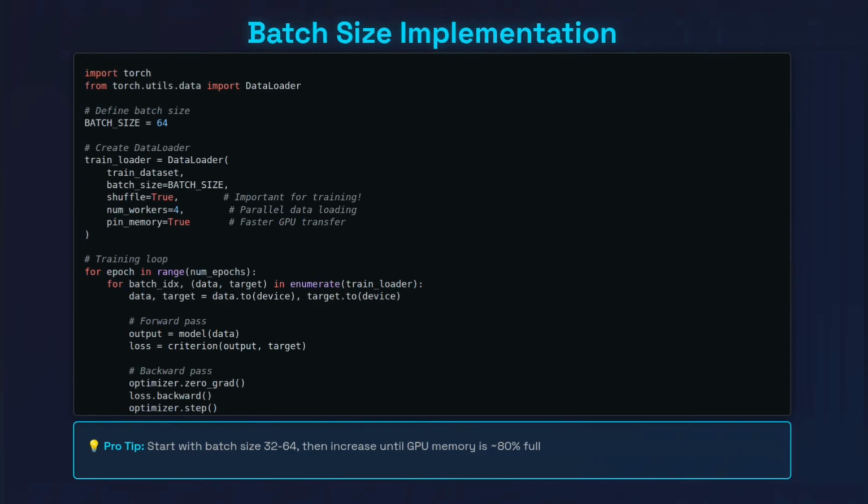Here, we're setting up a data loader in PyTorch with a batch size of 64 and 4 worker processes for faster data loading. Notice we're also shuffling the training data. This is important for preventing the model from learning the order of examples. For modern GPUs with lots of memory, start with a batch size of 32 or 64, then increase it as much as your GPU memory allows, but watch your validation performance to make sure larger batches aren't hurting generalization.